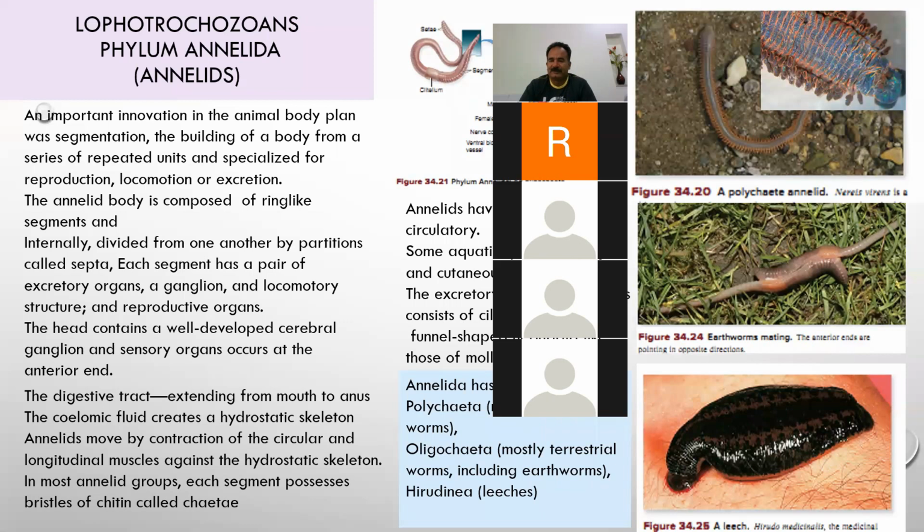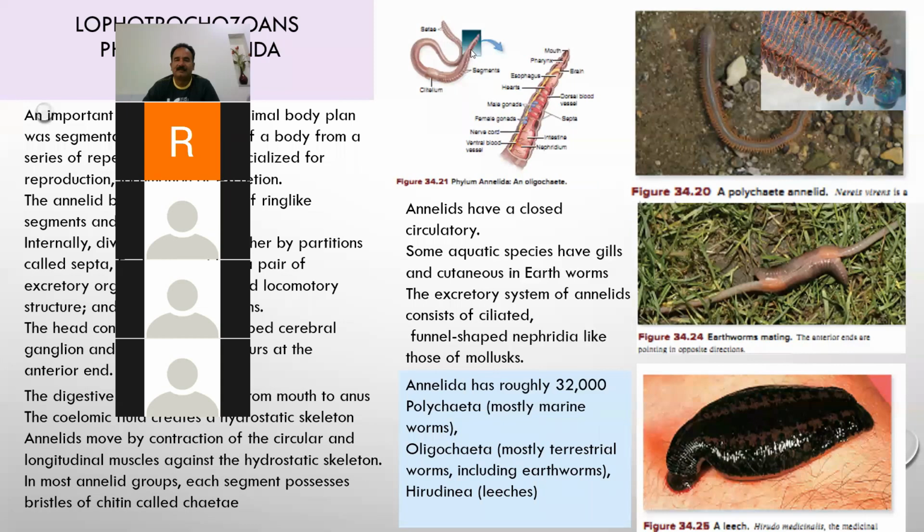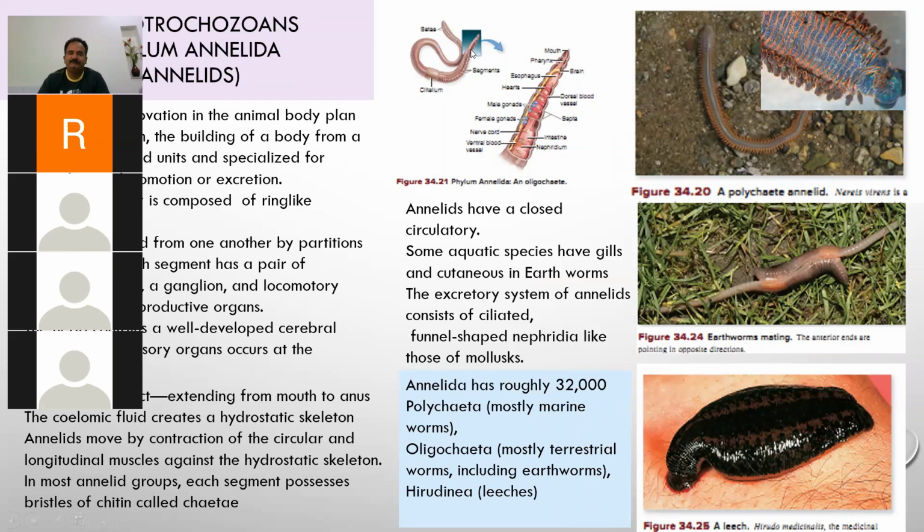These are the animals which have a well-developed closed circulatory system in their body, and exchange of gases occurs. Annelids have, you can say, the best circulatory system, that is a closed circulatory system, and their respiration occurs by means of gills in aquatic organisms, and cutaneous respiration in the case of earthworm.